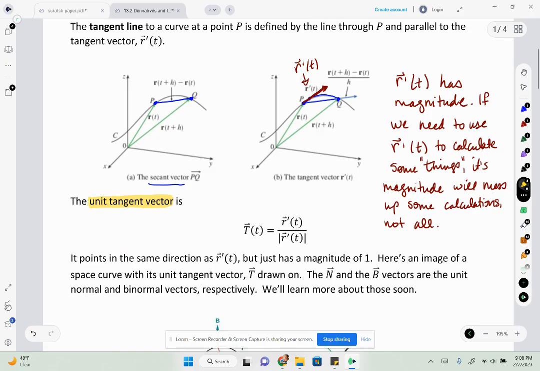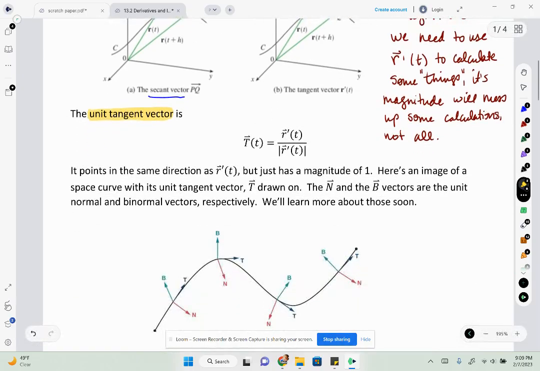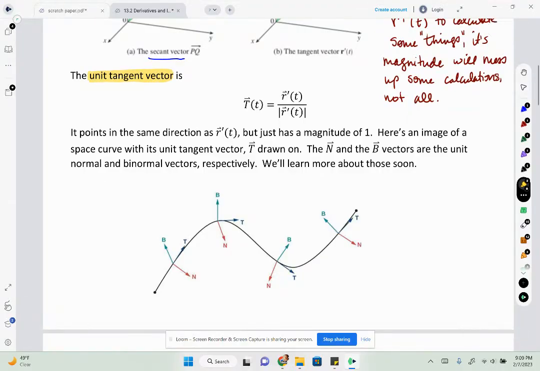We call it big T of t, the unit tangent vector, and it's a unit one. In order to make anything into a unit vector, we divide out the magnitude, and that takes away all the length aside from 1 unit of length. So if we take r prime of t and the magnitude of r prime of t and find the quotient, that gives us the unit tangent vector T of t. The unit tangent vector will point in the same direction as r prime of t, because it's the same vector, just a little bit shorter.